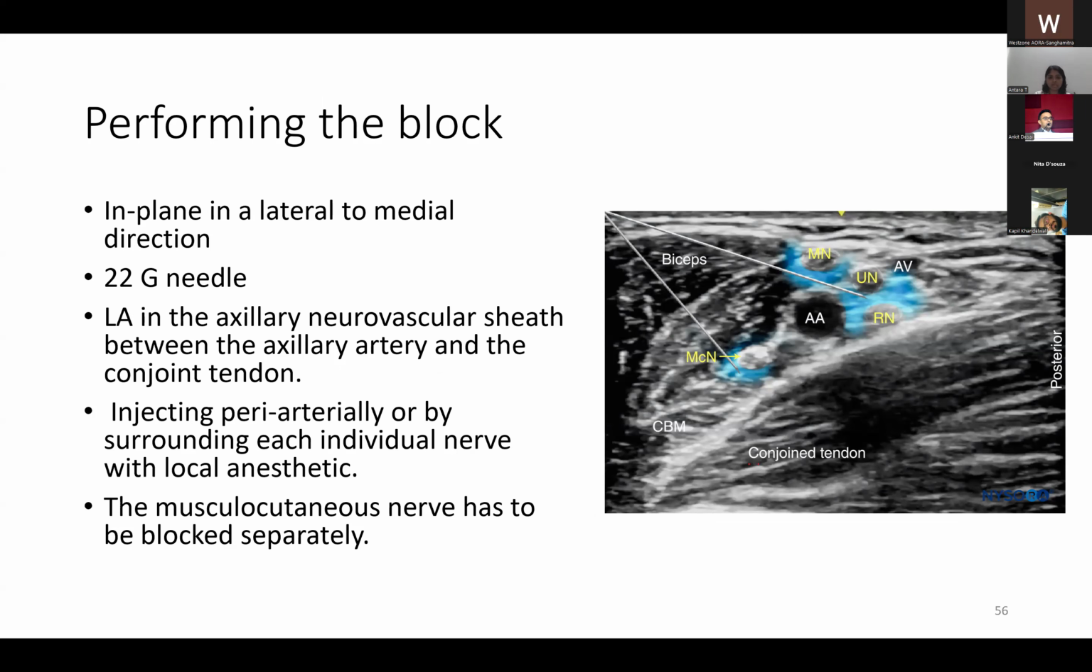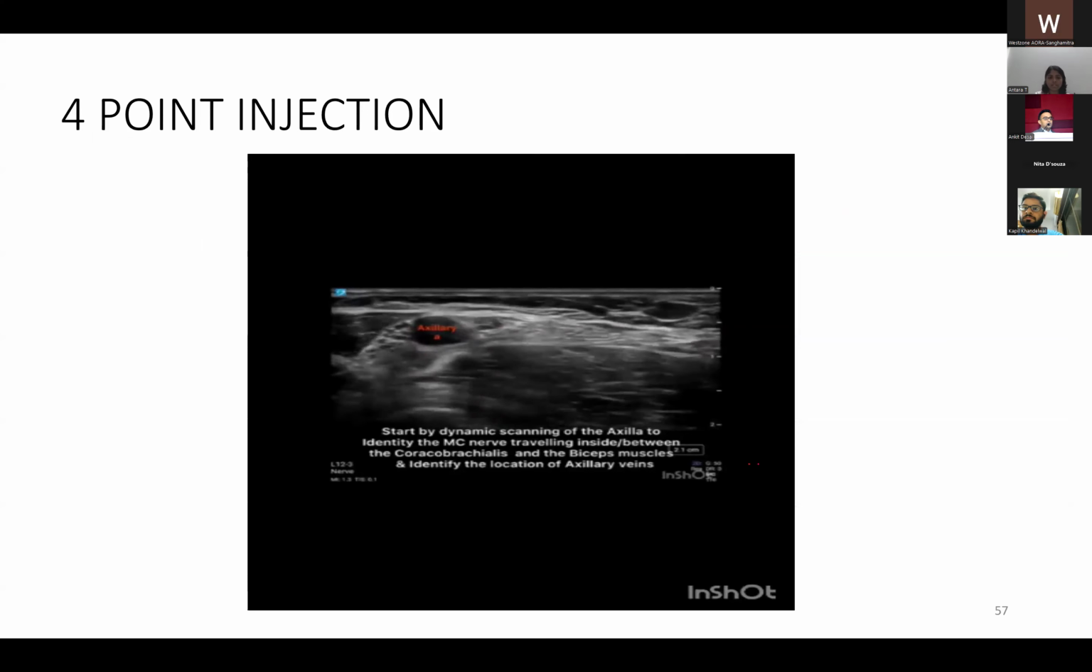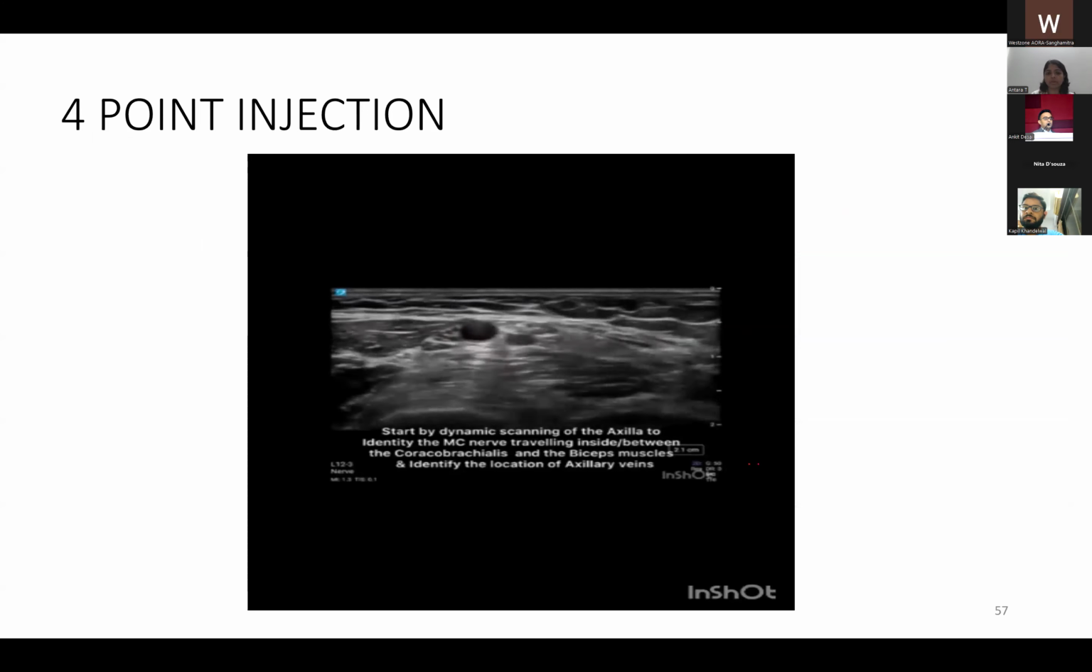We can either use a 2-point injection technique or a 4-point injection technique. We can inject periarterially or by surrounding each individual nerve with the local anesthetic. The musculocutaneous nerve has to be blocked separately with local anesthesia deposition around the musculocutaneous nerve. So this is a 4-point injection technique of the axillary block.